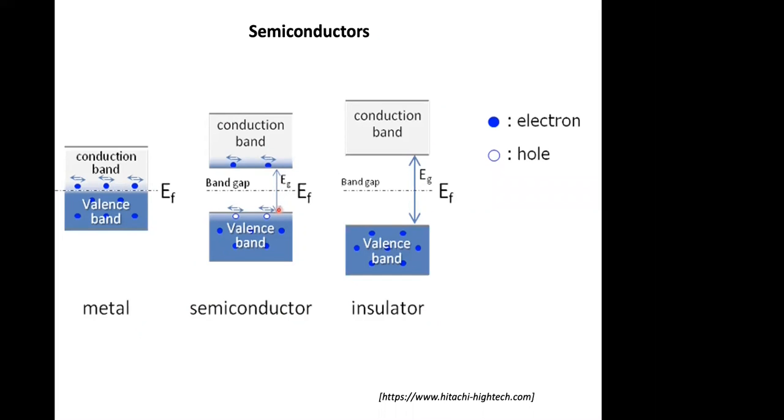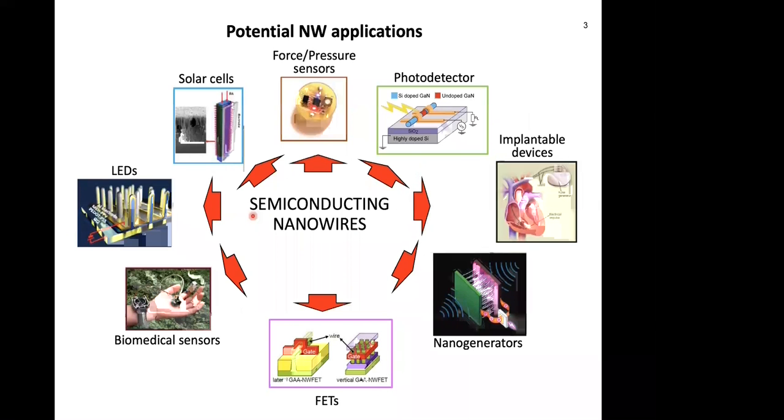And interestingly, we can tailor their properties with doping, and often they are sensitive to light. So with light, we also change their conductive behavior. So semiconductors is the first ingredient of my talk. And the second ingredient is nanowires.